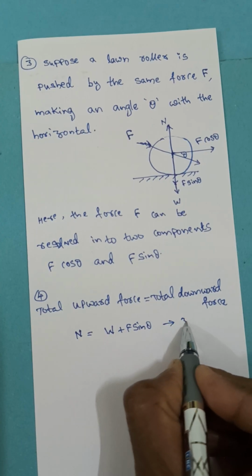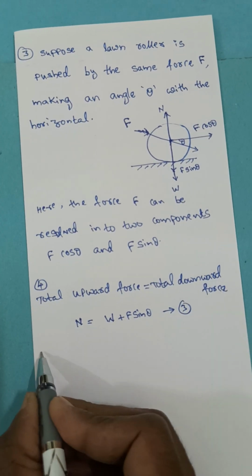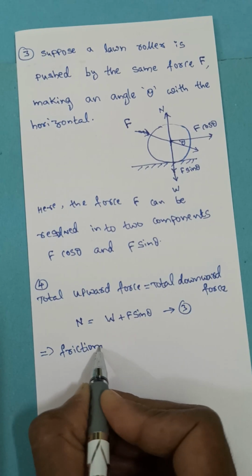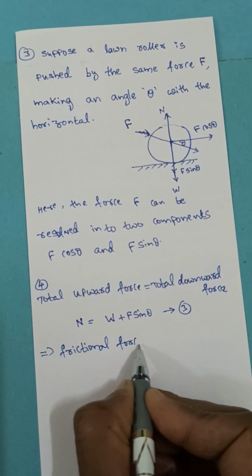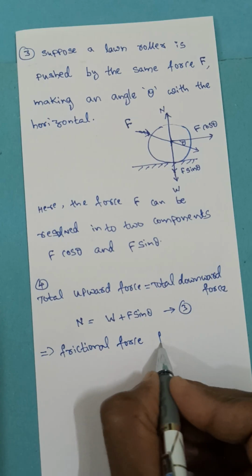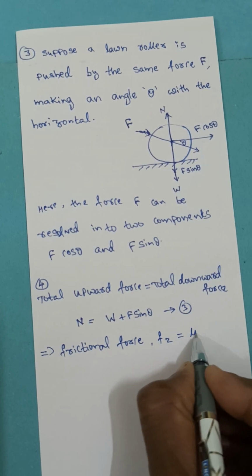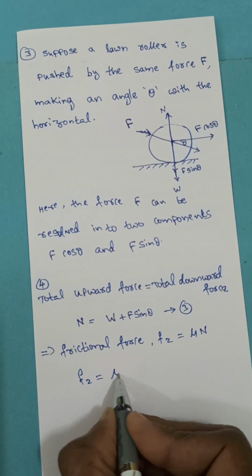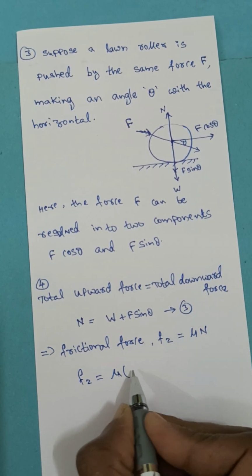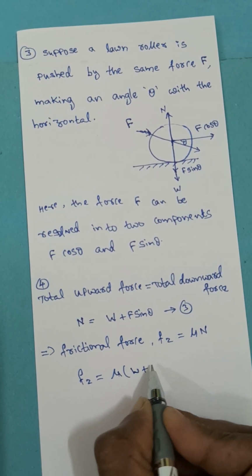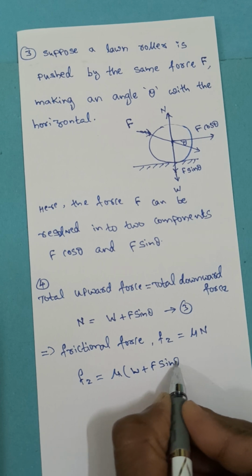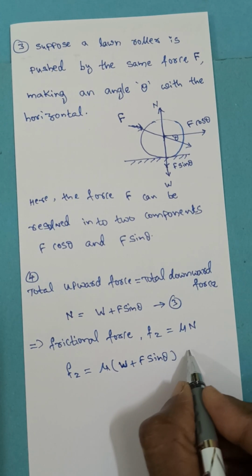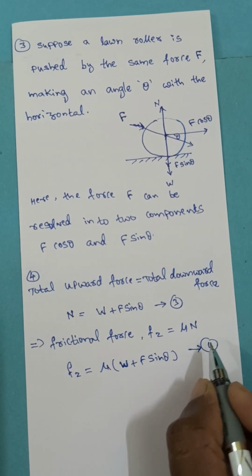Take it as the third equation. The frictional force F2 is equal to mu N. Therefore F2 is equal to mu of W plus F sin theta, from the third equation. Take it as the fourth equation.